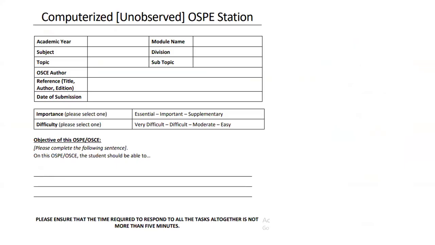This is the format that you may have on the JSME website, as well as they have provided you individually, in which you can see how you have to fill this table, how important your OSPE is, and how difficult it is. You have to mention that. And then last but not least is the objective, which you have to find out from your study guide and then mention here.